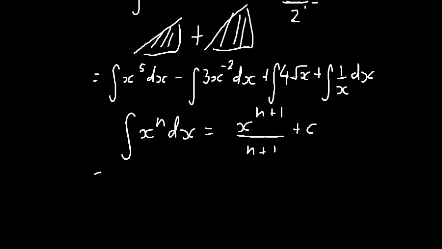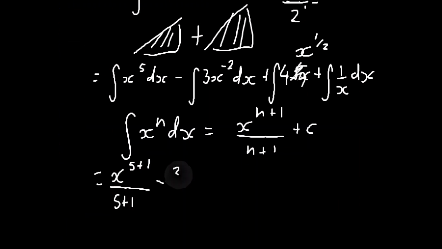So this x to the power of 5 is going to be nice and easy. Likewise, instead of writing it just as a square root of x, we can write it as x to the power of 1/2, and that'll make our lives a lot easier. So x to the power of 5 plus 1, all divided by 5 plus 1, and then minus 3, x to the power of minus 2 plus 1, all divided by minus 2 plus 1.